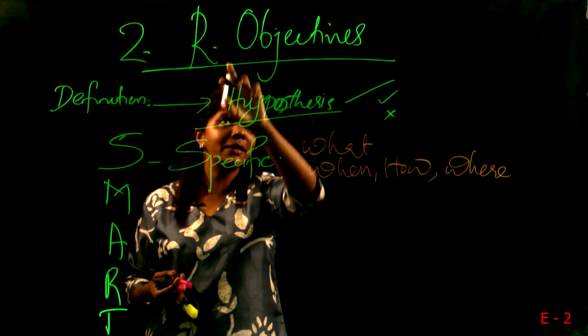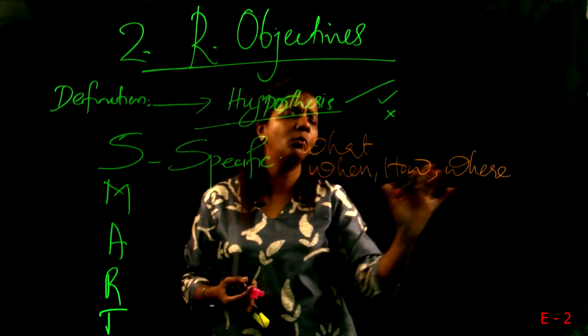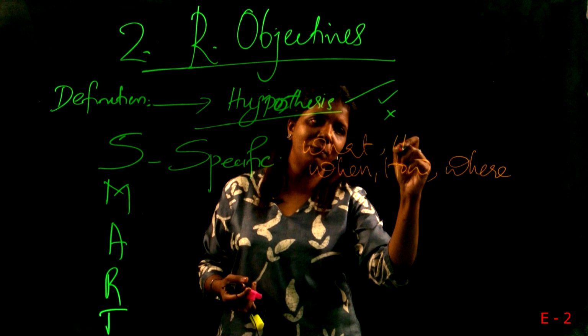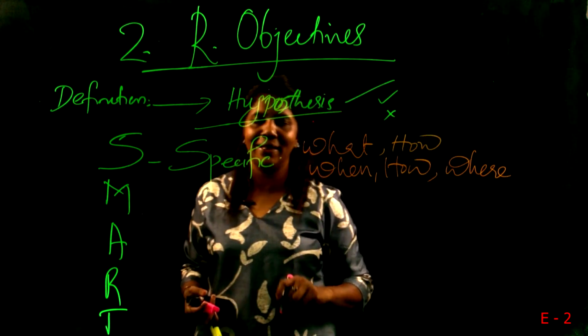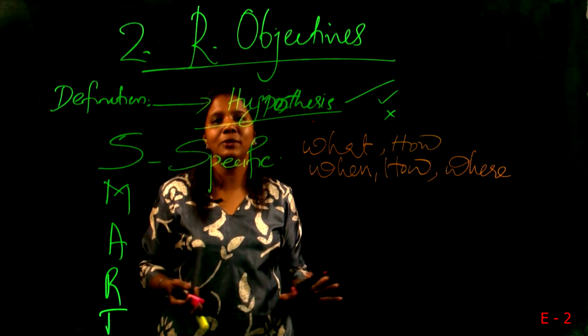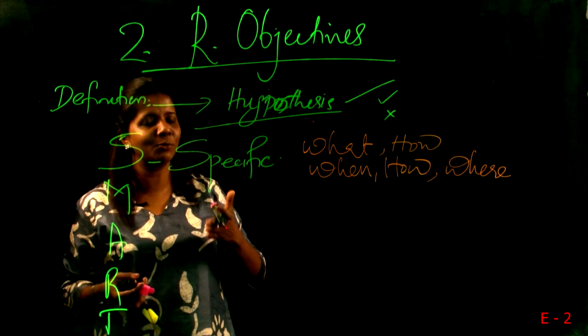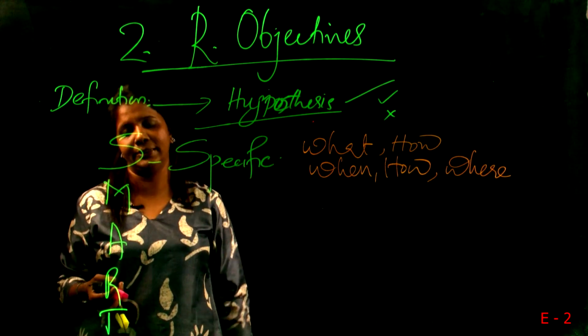For the research objectives, things should be specific: what, when, how, where. What methodology are we using in the study? So that is about specific, so that there is no confusion and your research will not go in a haphazard way, because research has to be a very well planned process.